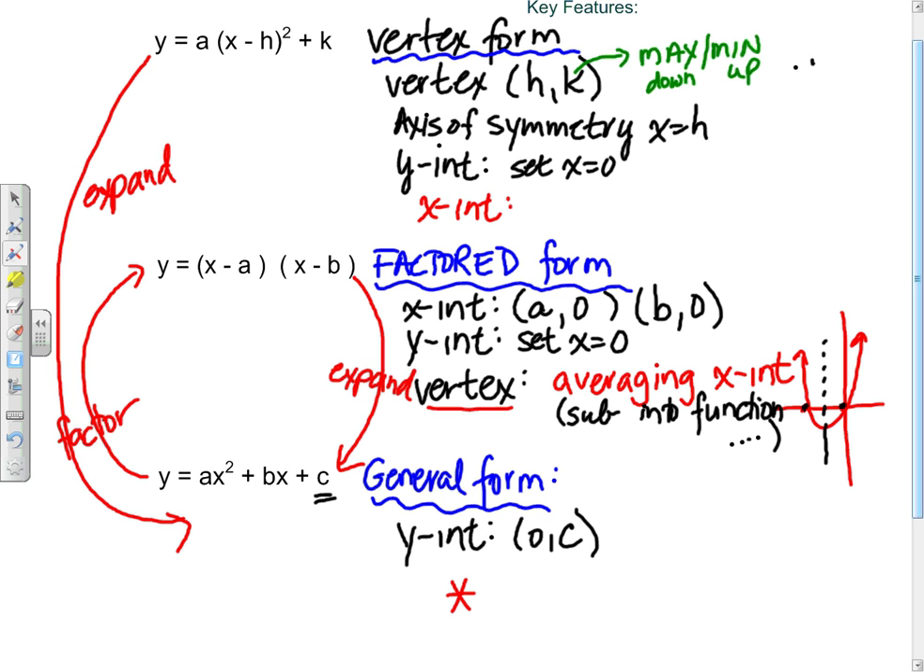Hope my arrows aren't confusing you. And lastly, if I want to go from general form all the way to vertex form, which is so easy to see our vertex and therefore our maximum and minimum values, we have to complete the square. So that is our goal, to do some algebra today to get some of our key features if we have a function in one of the forms that's not easy to find our key features.